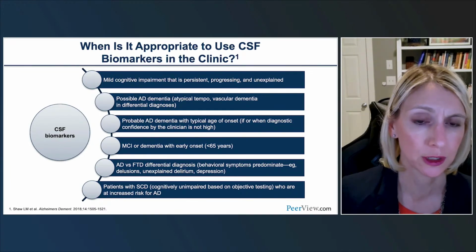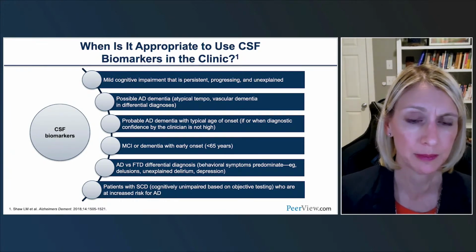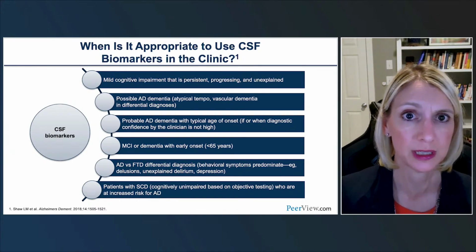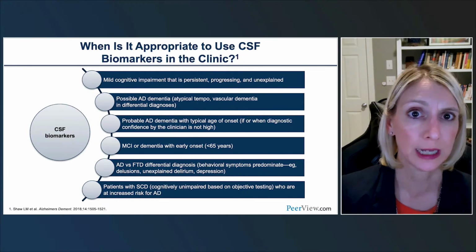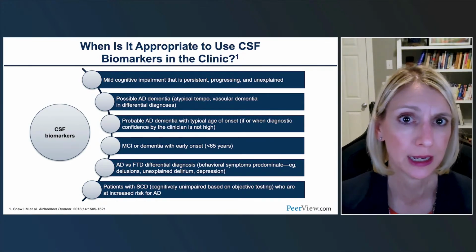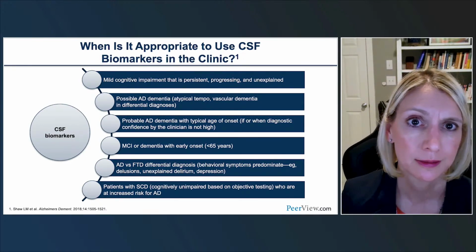And so if we do start with the blood and it does end up being positive, confirmation with a CSF biomarker would really help us make sure that that person actually has amyloid pathology.